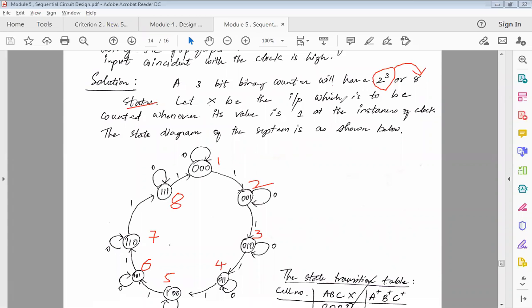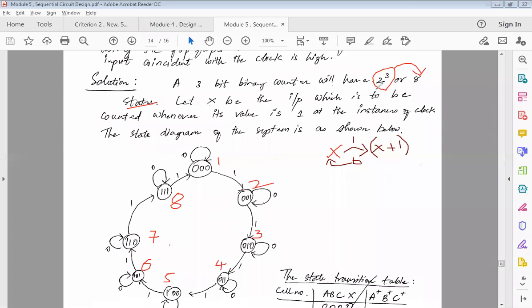Let x be the input, which is to be counted whenever its value is 1 at the instances of clock. So which means we will take x as the input, and this x will move on to the next value. It will migrate to the next value, which means x plus 1 happens. When does x plus 1 happen? Whenever I have my clock to be 1. If it's 0, then it will stay back in the same state. If it's 1, it moves to the next, x plus 1. If it's 0, then it will be in the same state. So that is what we have written here.